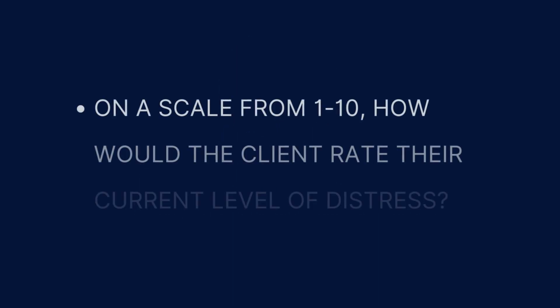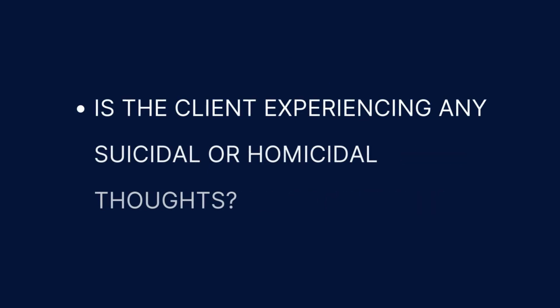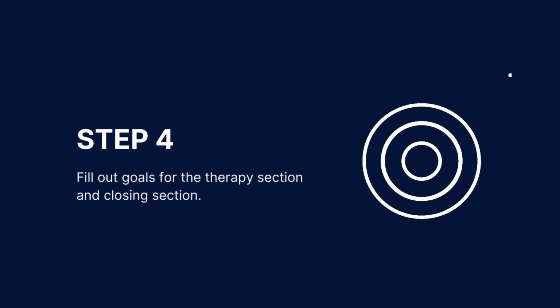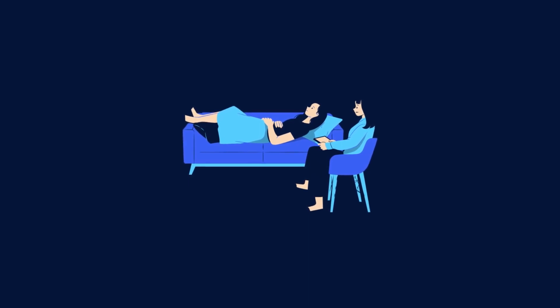How would the client rate their current level of distress? Is the client experiencing any suicidal or homicidal thoughts? Have any recent life stresses triggered the client's presenting problems? If yes, please specify. Lastly, fill out the goals for the therapy and closing section. Fill out the objectives the patient would like to achieve through therapy and any additional details for the closing section.